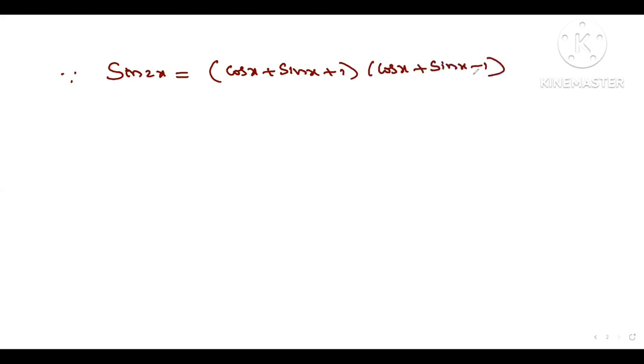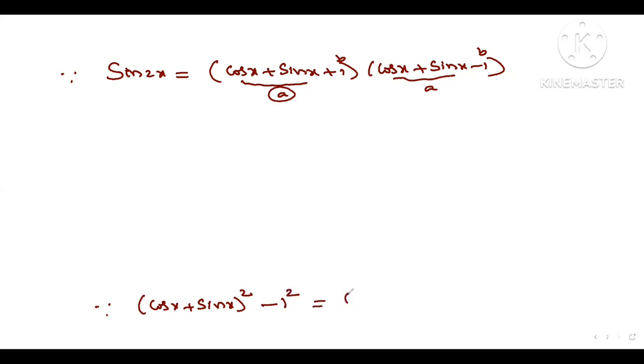Okay. We know one more formula, sin 2x is equal to cos x plus sin x plus 1 into cos x plus sin x minus 1. After simplification, we get sin 2x. Let us take cos x plus sin x as A, and 1 as B. We know that A plus B into A minus B is A square minus B square. Cos x plus sin x whole square is A square, minus B square which is 1.